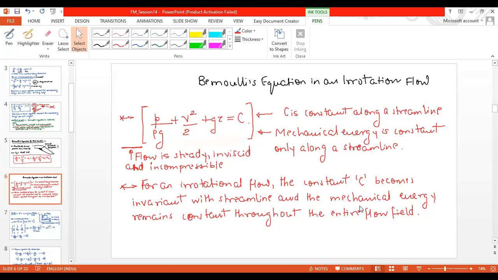Now let's talk about irrotational flow. We never discussed irrotational flow. I am going to discuss irrotational flow through the route of Bernoulli's equation. There are other ways also to discuss irrotational flow, but I am going to discuss this with respect to Bernoulli's equation.